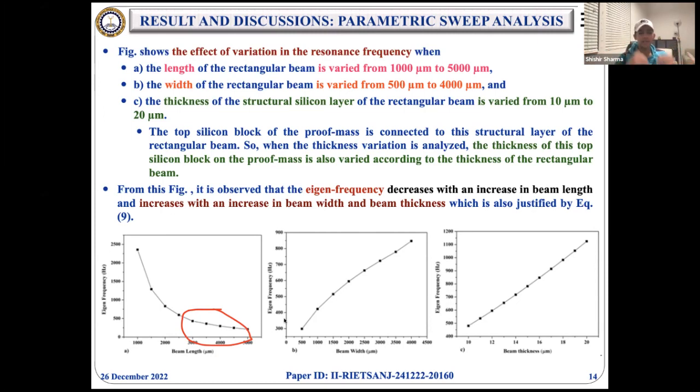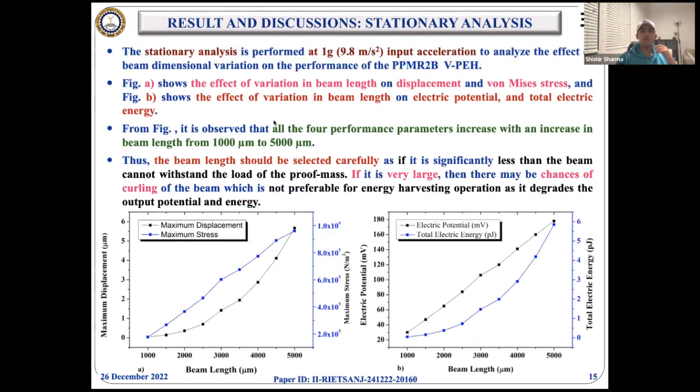It's easier to cut the material, and we can see here the frequency increases with the increase in beam width and beam thickness. And the same goes for the effect of the variation of beam length on displacement, stress, electric potential, and total energy. With the increase in beam length, the maximum displacement, the stress, the potential, and I think the total energy increase.